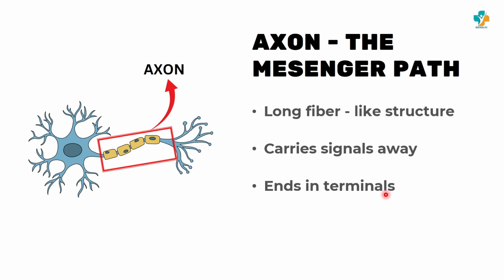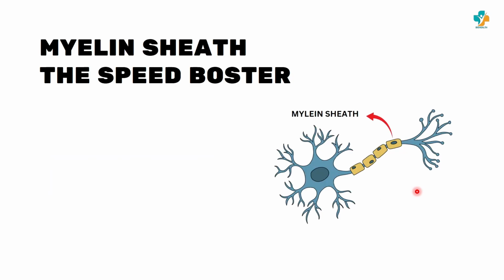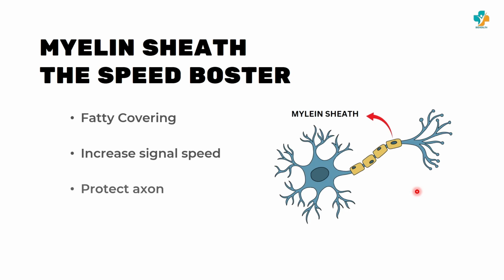And that's where the myelin sheath comes in, the neuron's built-in speed booster. The myelin sheath is a fatty covering around the axon. It acts like insulation on an electrical wire, preventing signal loss and speeding up the transmission. Because of this sheath, electrical impulses can travel as fast as 120 meters per second, almost as fast as a sports car. These impulses continue moving forward until they reach the end of the neuron, the axon terminal.